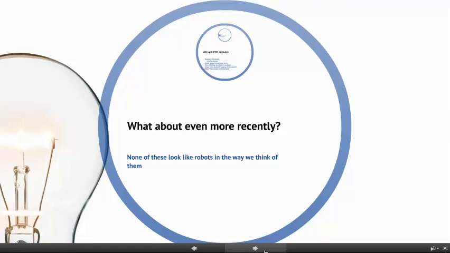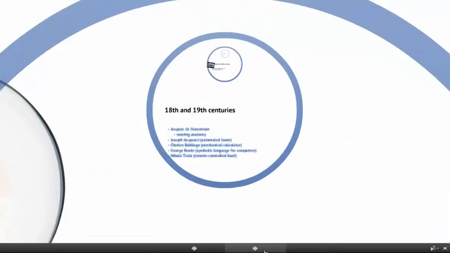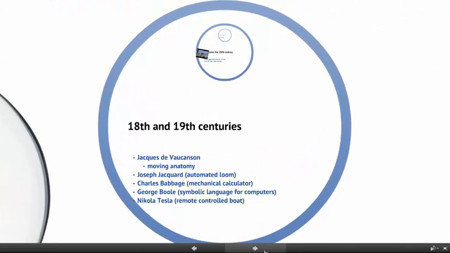So what about even more recently? Because none of these things really look like robots that we currently have. We think of robots as transformers or some of these cool things we see on television or whatever happens to be on Science Channel. So when we start looking at the 18th and 19th centuries, we start seeing some interesting things. Jacques de Vaucanson created a thing called moving anatomy, where he basically took different physical creatures and tried to mimic them using machinery and parts. One of the things that he actually created was a duck that would quack and flap, and if you fed food in its mouth, it would actually mill up the food and quote-unquote excrete it, so that it was mimicking that biological process.